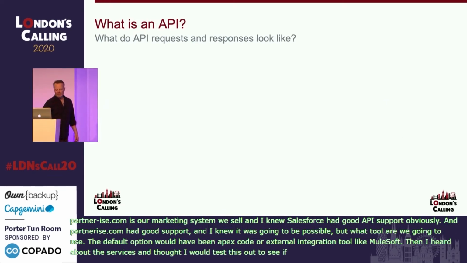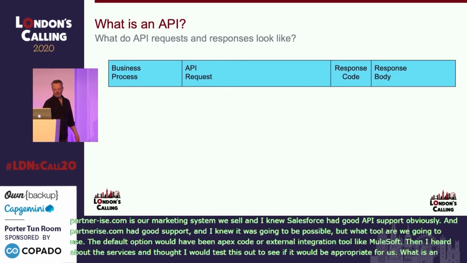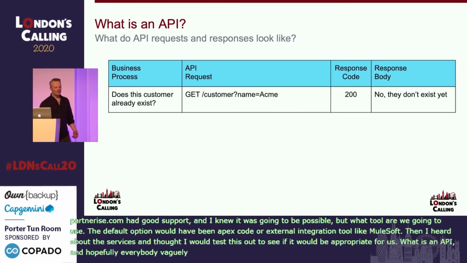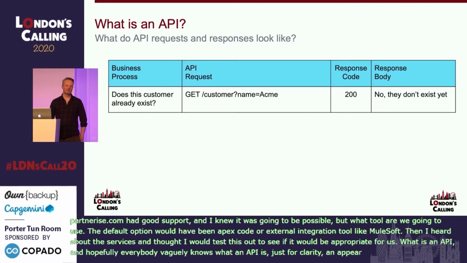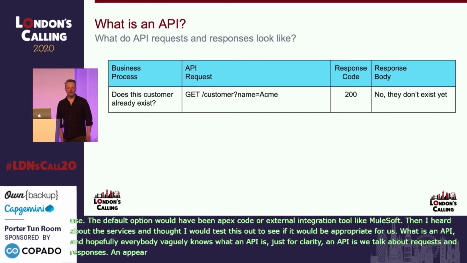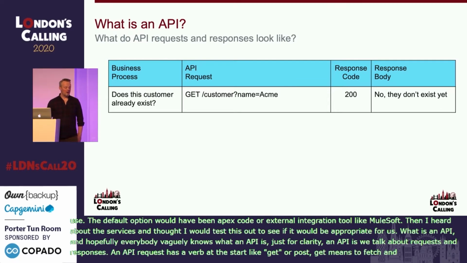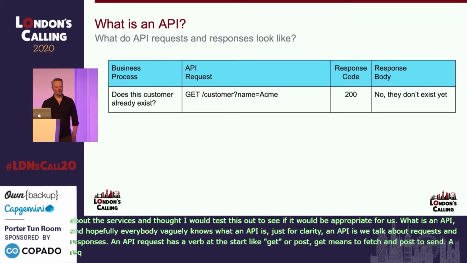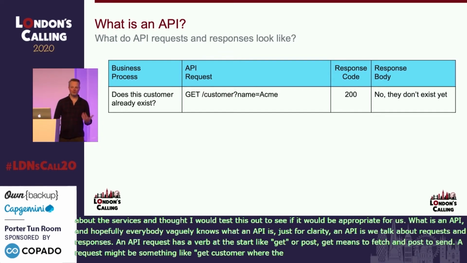So, what is an API? Hopefully, everybody vaguely knows what an API is, but just for clarity, we talk about requests and responses. An API request has a verb at the start, like get or post. Get means to fetch something, and post means to send something. So, a request might be something like get customer, where the customer name equals Acme. And the response comes back with a code. It always has a numeric code, and then a body of the response.